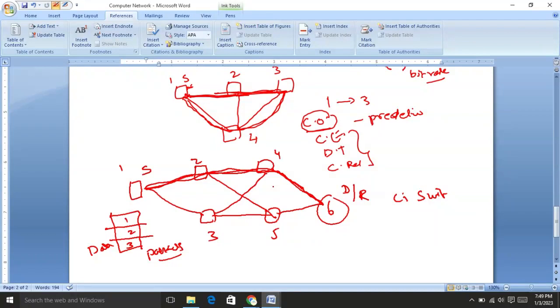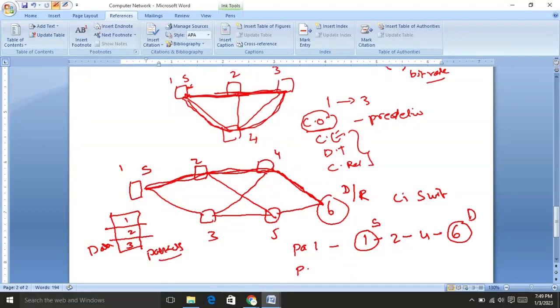What do you mean by packet switched networks? Let us consider three packets within the data. The first packet, packet 1, follows path 1: first node to second node, second node to fourth node, and fourth node to sixth node. Here 1 is the source and 6 is the destination.